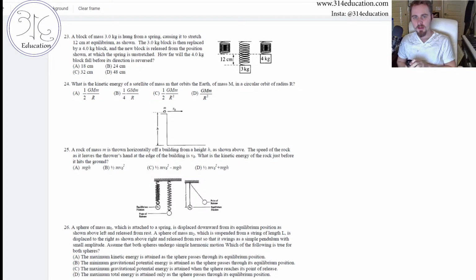Okay. The 3 kilogram block is then replaced by a 4 kilogram block. The new block is released from a position shown when the spring is unstretched. How far will the block fall before its direction is reversed? So we can use this first case to find our k value. This is going to be through Hooke's law.